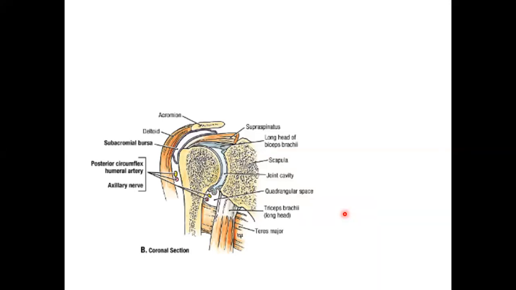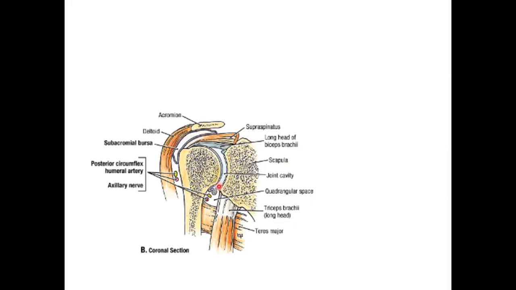Okay. So more of the same, just in a diagram form this time. You can see how they've sliced it here such that you can see here's your humerus, here's your scapula, and then here's the joint cavity of your glenohumeral joint. Here's the long head of the biceps inserting on the superior aspect. Here's your supraspinatus muscle coming over and then inserting at the top of the humerus. Here's that subacromial bursa that we talked about before.